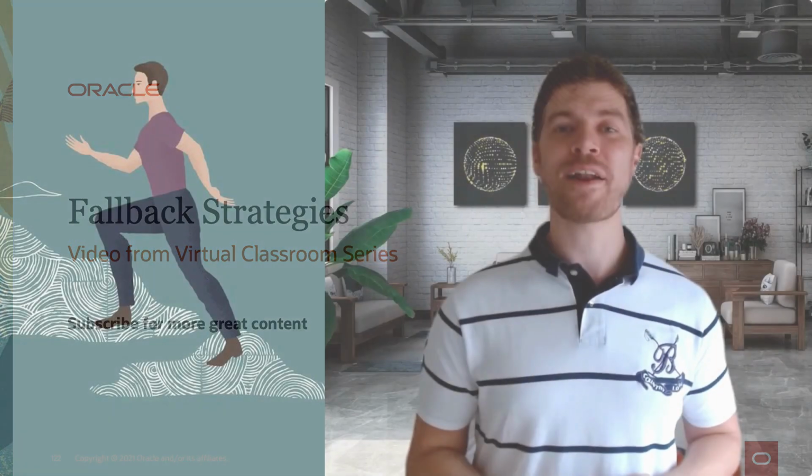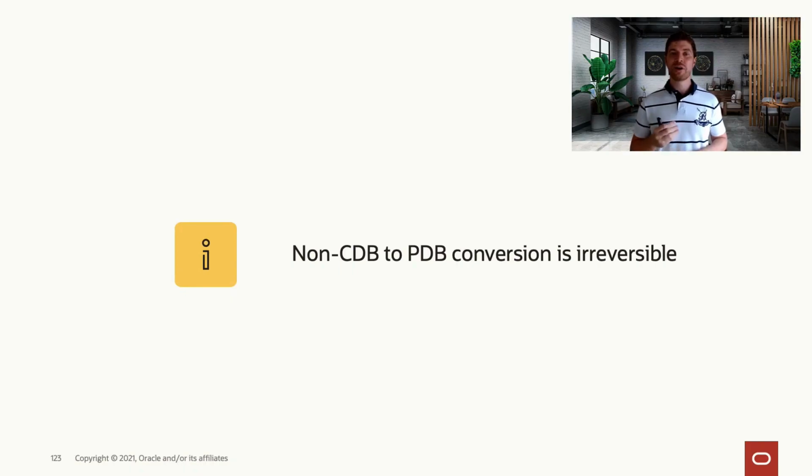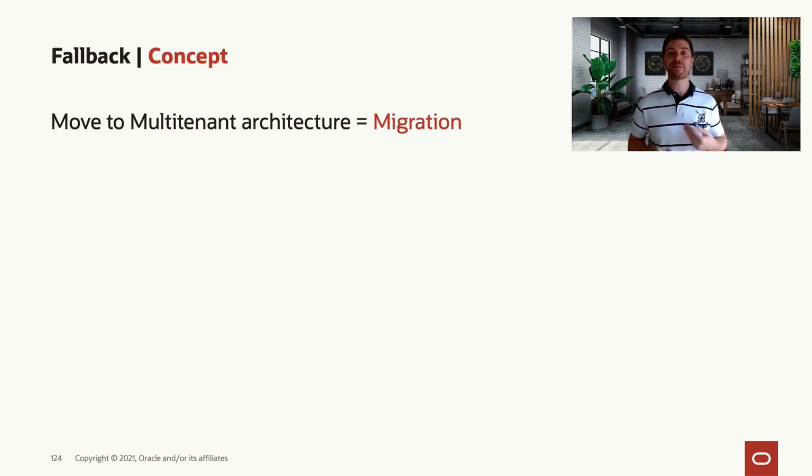So how do you go back from the 19C database now running multi-tenant architecture to the 12.2 database in the non-CDB mode? This is the puzzle we have here, and we're going to see in the next slides how to solve it. As Mike said already, there is no way to reverse the non-CDB to PDB conversion. The reason is that the move to multi-tenant architecture is more than an upgrade. This is a migration.